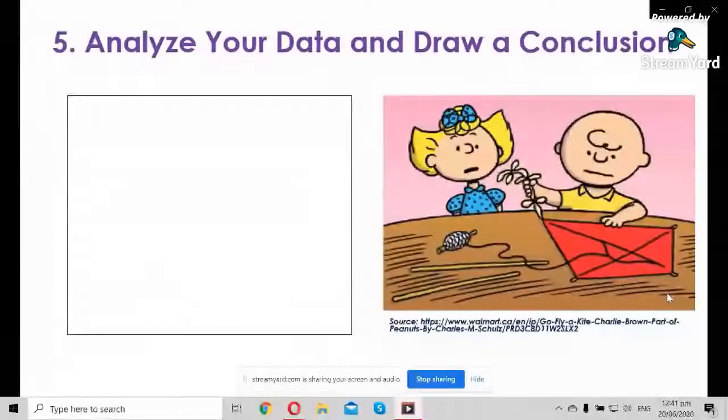Analyze your data. How do we analyze by making a kite? First, you need materials. Second, correct measurements. Third, height and speed of flying kite. Fourth, find the right balance. Now, do you get already how to analyze data? Yes, very good. Now let's try again.